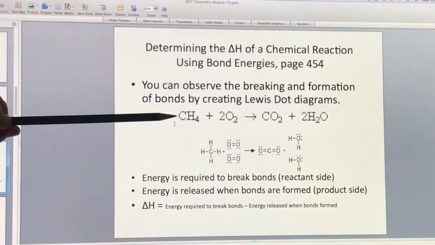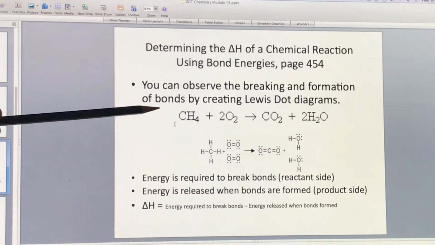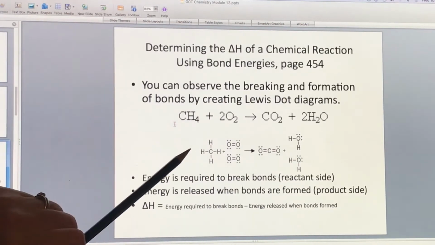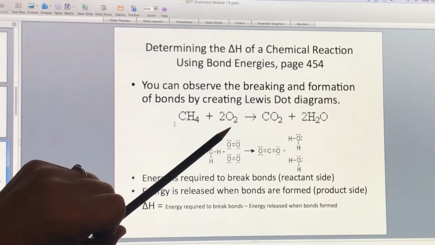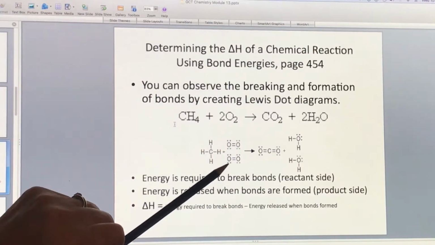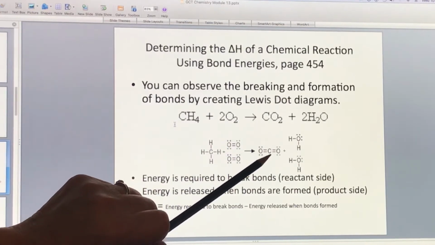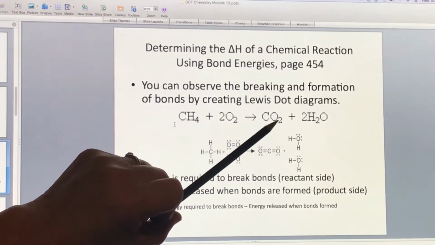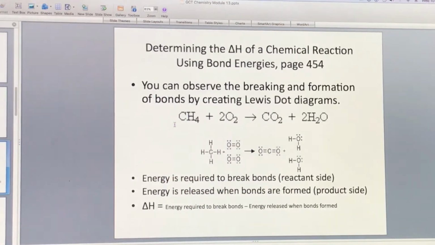And then if we were to visualize the bonds between these elements, we can see the carbon with the 4 hydrogens around it, the 2 double-bonded oxygens, and then also the carbon with the 2 oxygens around it, the CO2, and the 2 water molecules. So it's a nice way for us to see all the bonds in that reaction.